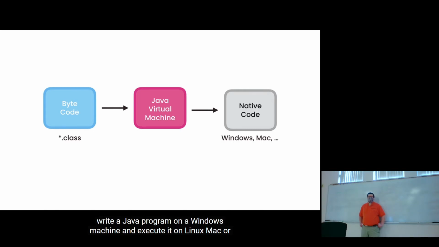We can write a Java program on a Windows machine and execute it on Linux, Mac, or any other operating system that has a Java runtime environment. C# and Python also have the same architecture. That's why they're platform independent as well. Now let me show you how to invoke this Java virtual machine to run a Java program.